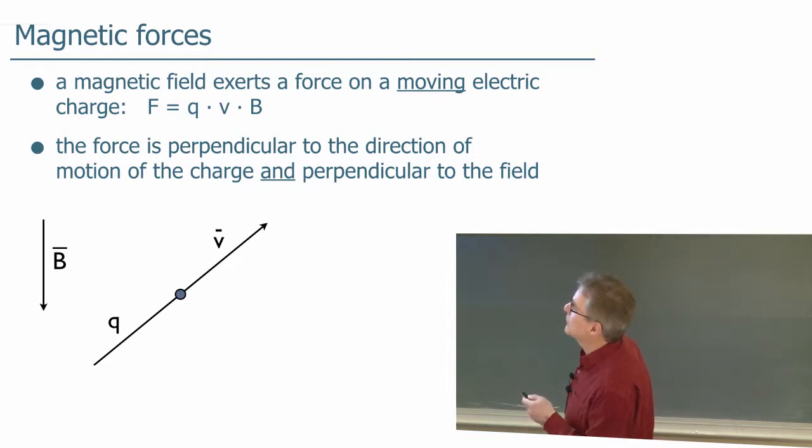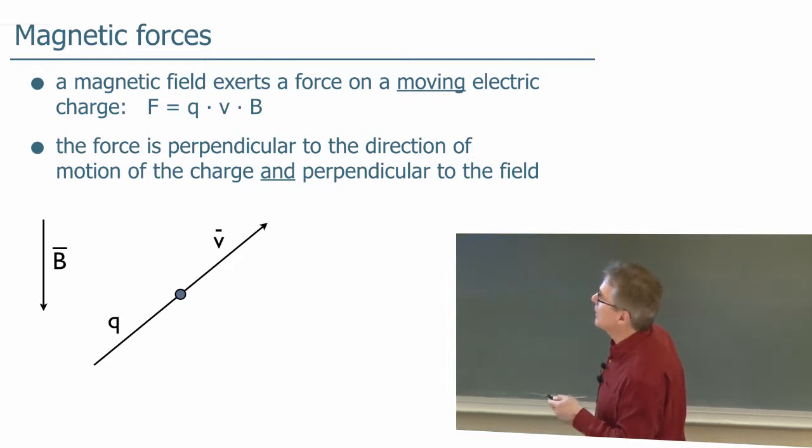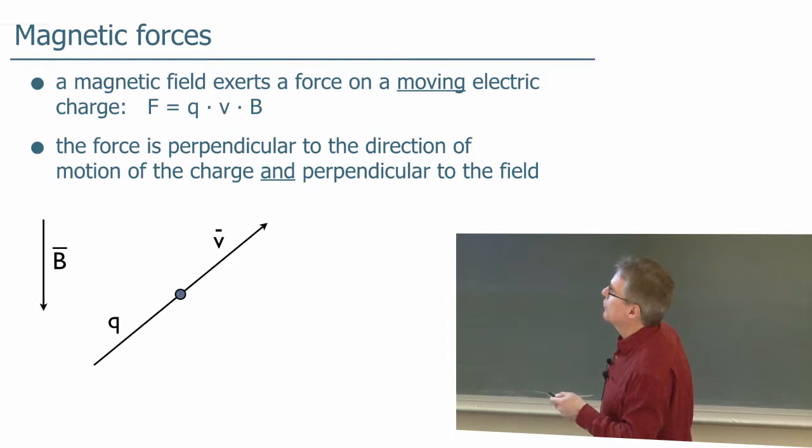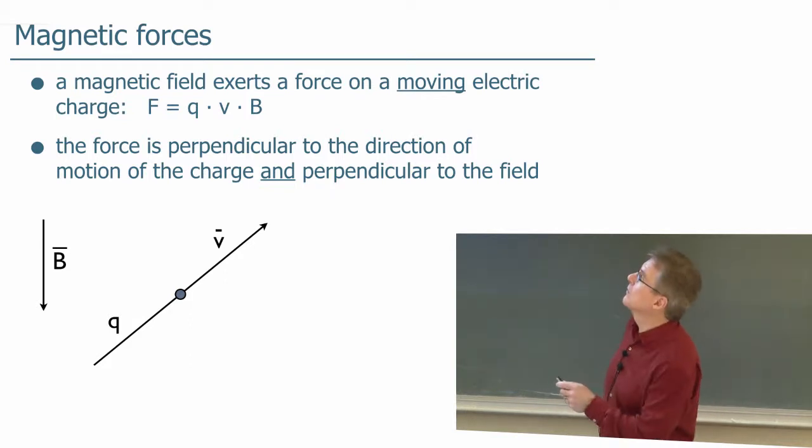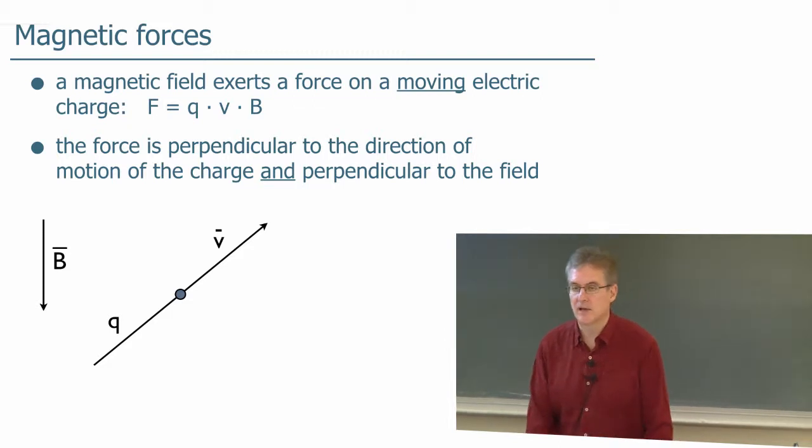So here we have this charge moving in this direction. A magnetic field is pointed down, and it's perpendicular. Even though I didn't draw it like that, try to imagine that that's perpendicular to the velocity. And now we want to know the force. We know the magnitude of it is Q times the velocity of the charge times the magnetic field.